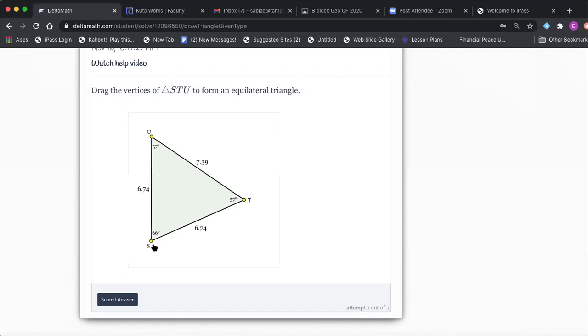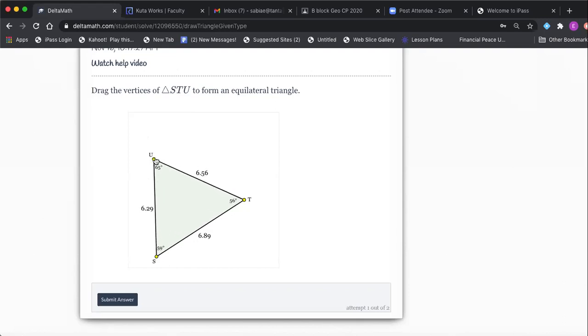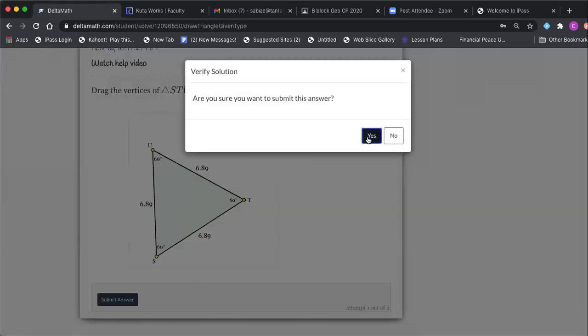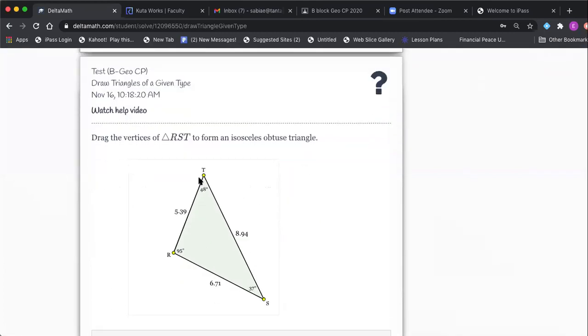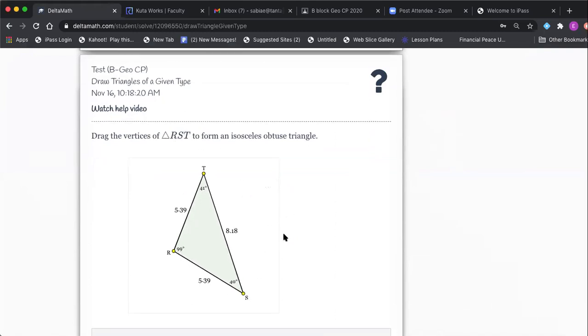This one's probably going to be kind of annoying. Sorry, this particular problem anyway. Oh, there's a 60. I just got to move this one. Woo, so close. Oh, there it is. I got it. Okay, an isosceles obtuse. So that should be a little bit easier. I already have the obtuse angles. So let me just make this side be the 5.39. Perfect. So that one's a little bit easier.